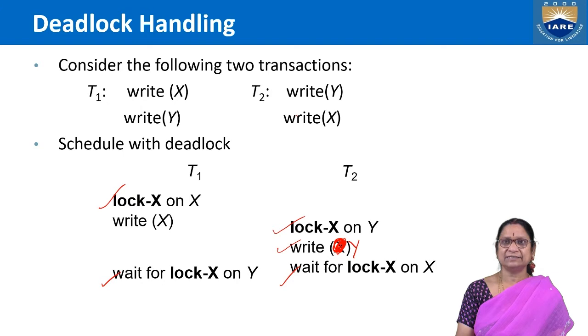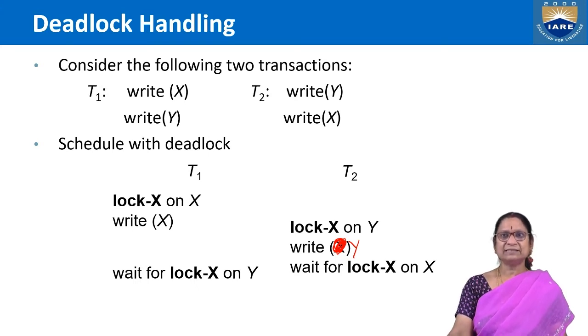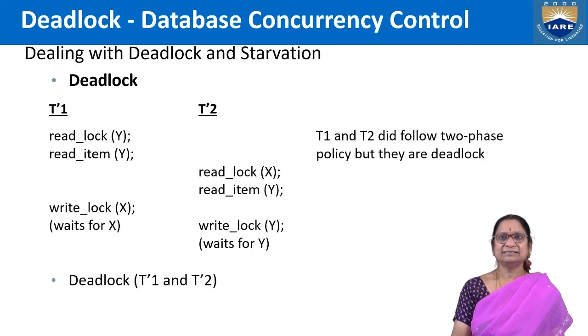Now what is the status of T1 and T2? T1 is waiting for an exclusive lock on Y, which is already held by T2, and T2 is waiting for an exclusive lock on X, which is already held by T1. That means both are waiting here. So T1 is waiting till T2 completes, and T2 is waiting till T1 completes. Why? Because each has to release the respective lock. It may never happen. That status is known as a deadlock status.